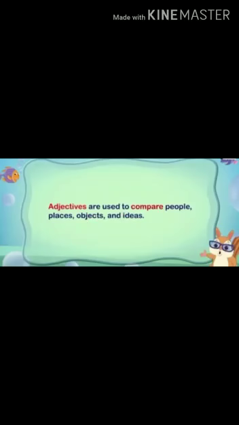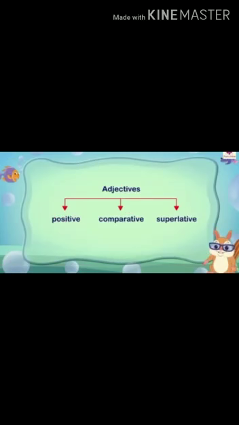Now children, adjectives are describing words, and adjectives are used to compare people, places, objects and ideas. And according to the degree of comparison, adjectives have been classified as positive, comparative and superlative. So let's see positive degree.